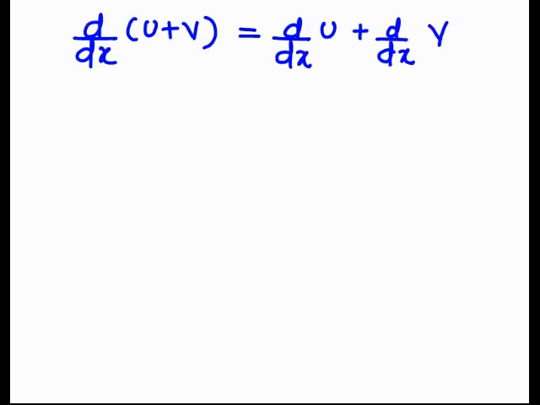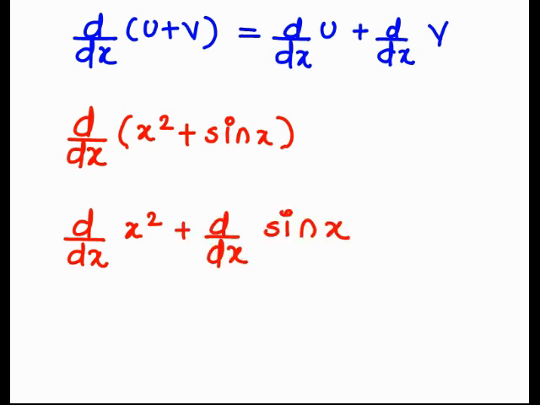Now we go through some properties. Derivative of u plus v, that is addition of two functions. Here we apply the derivative separately. So derivative of u plus derivative of v. Let's take one example. Derivative of x square plus sin x. So we apply derivative separately on x square and sin x. So we get derivative of x square is 2x plus derivative of sin x is cos x. So whenever there is an addition of two functions, we can apply the derivative separately.